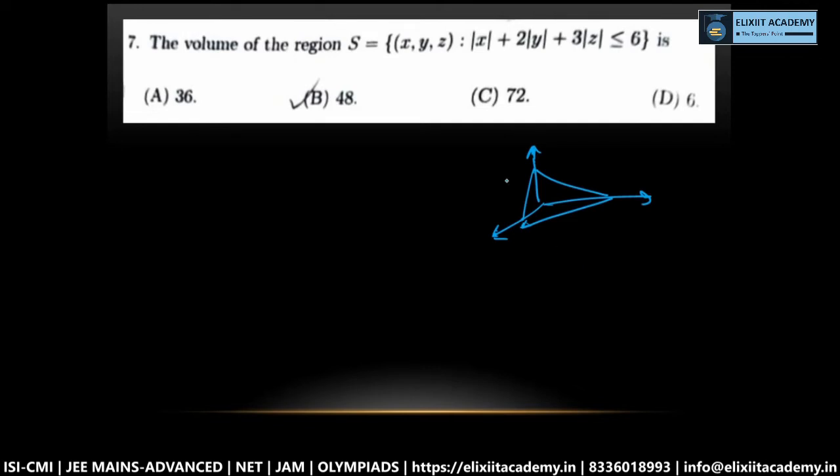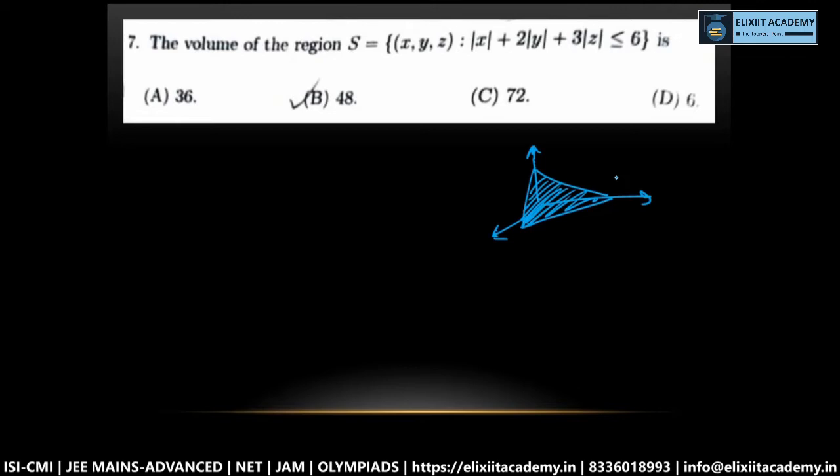This way, somewhat like this. It's a tetrahedron, and we are asked to find the volume of this region. The volume of a tetrahedron is, see, first of all, we'll consider one octant and we'll multiply it by 8, because there are 8 octants. After all, at the last we'll multiply it by 8.